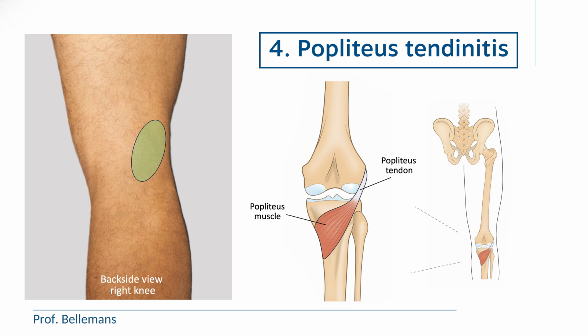4. Popliteus tendinitis. In popliteus tendinitis, the popliteus tendon is inflamed, usually because of overloading the knee. It is a relatively frequent problem that is easily overlooked. The pain is, obviously, located over the popliteus tendon, which courses also on the lateral side in the back of the knee, but now slightly more downwards and medially compared to a fabella syndrome.